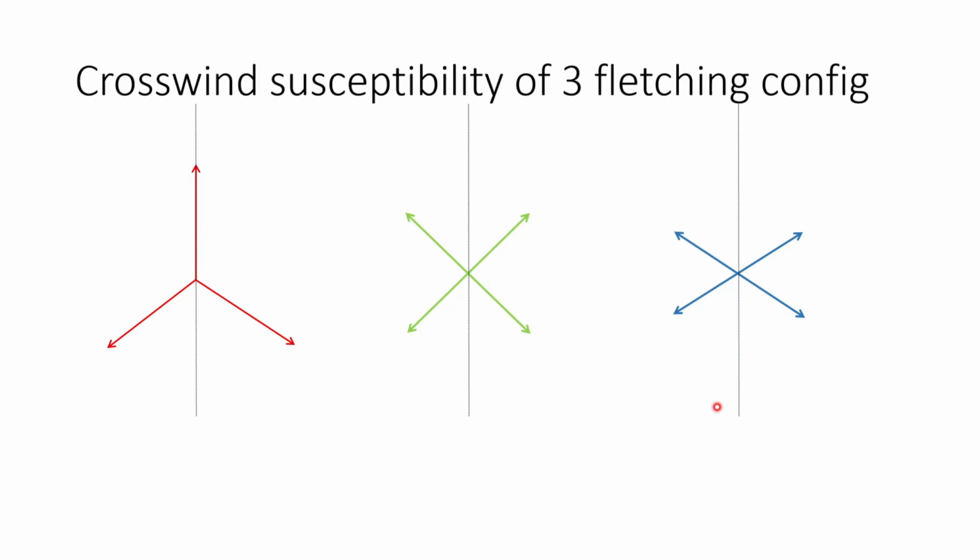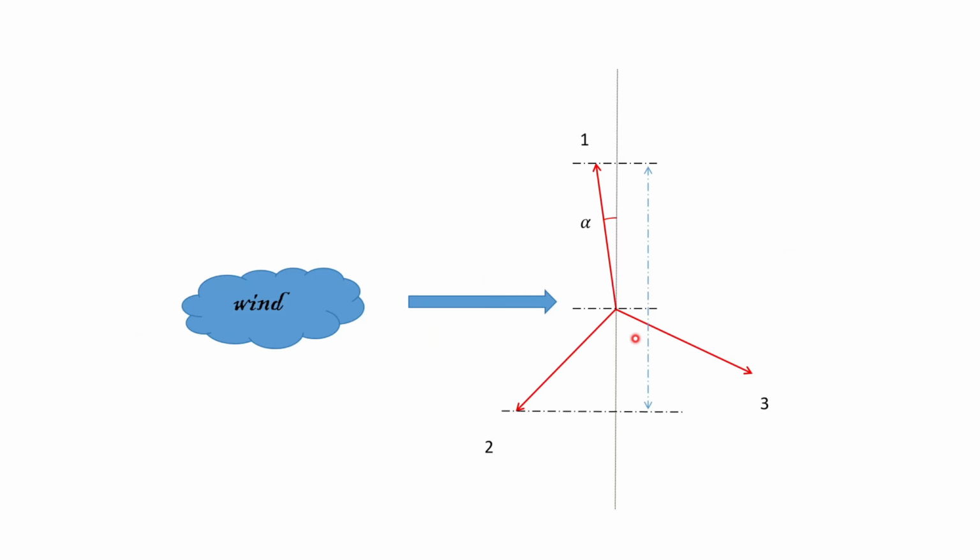Once again, we'll start with three fletch. Let's say this dashed line is my vertical axis and my arrow is currently sitting like this, with an angle alpha between your first vane and the vertical axis. And you have a crosswind blowing left to right. Well, how much surface area is this crosswind actually blowing on?